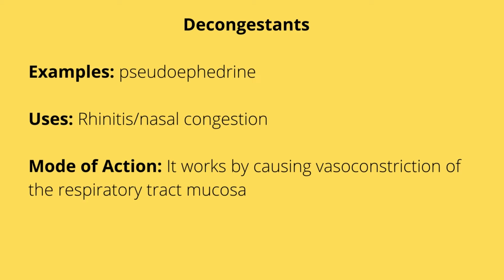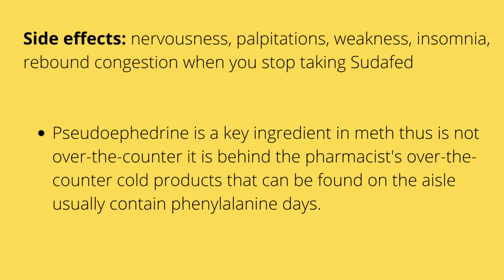An example of it is Sudafed, and the use of Sudafed is to reduce rhinitis, which is nasal congestion. How it works is it causes vasoconstriction of the respiratory tract mucosa, so that blood stops gushing into the nasal area to continue forming this inflammatory response. Some side effects include nervousness, palpitation, weakness, insomnia, as well as rebound congestion when you stop taking the Sudafed.